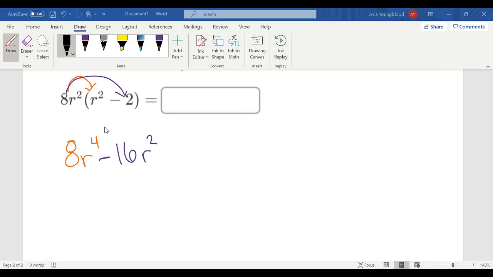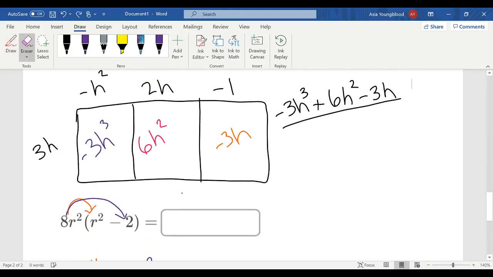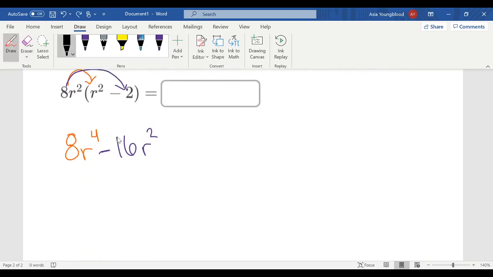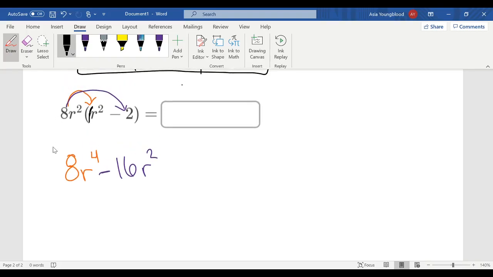So my students in class just helped me finish this problem. We were given 8r squared times r squared minus 2. We distributed the 8r squared times r squared. The 8 just comes down because there is an imaginary 1 right in front of the r right here. So 8 times 1 is 8.